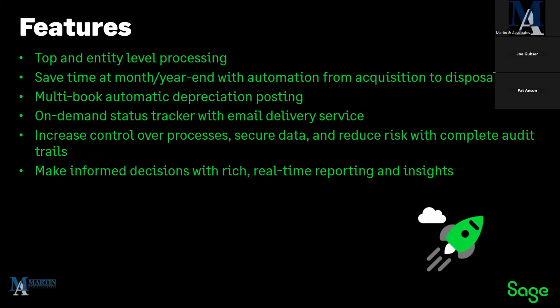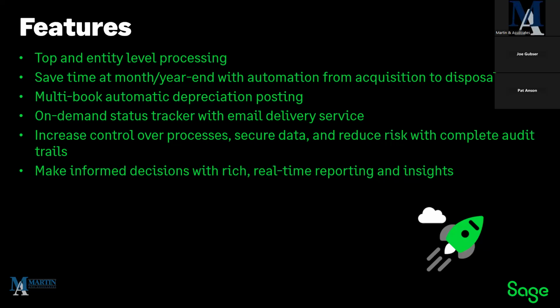So whether you put your assets at the top level, which sits above all your entities, and then tag them to the entities, or you put them at each individual entity, it can support that for you. It helps you to save time during your month end and year end with the automation of the acquisition to the disposal process we talked about, with the calculation of your depreciation for you. I mentioned earlier there are multiple books available, so you could have automatic depreciation across multiple books.